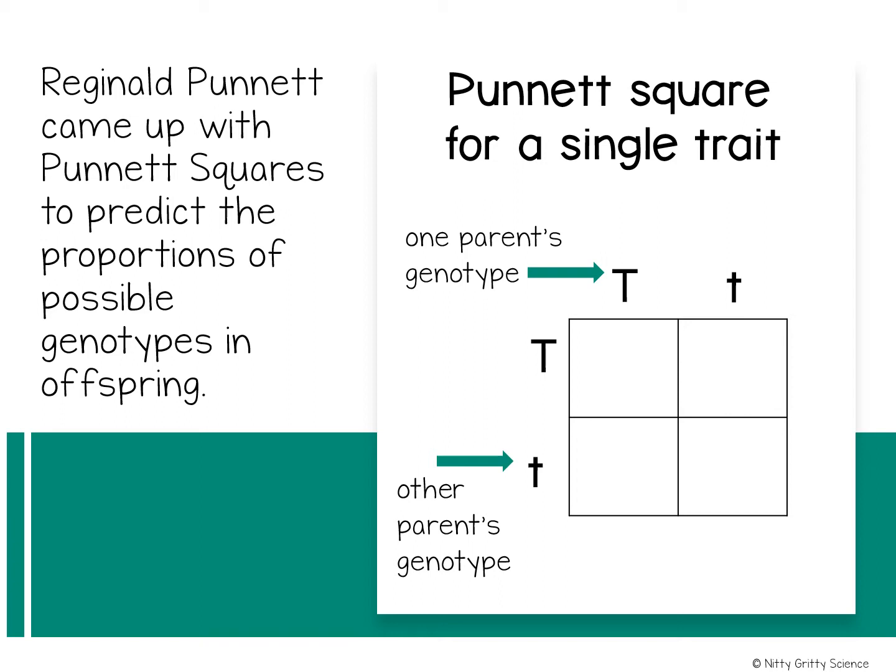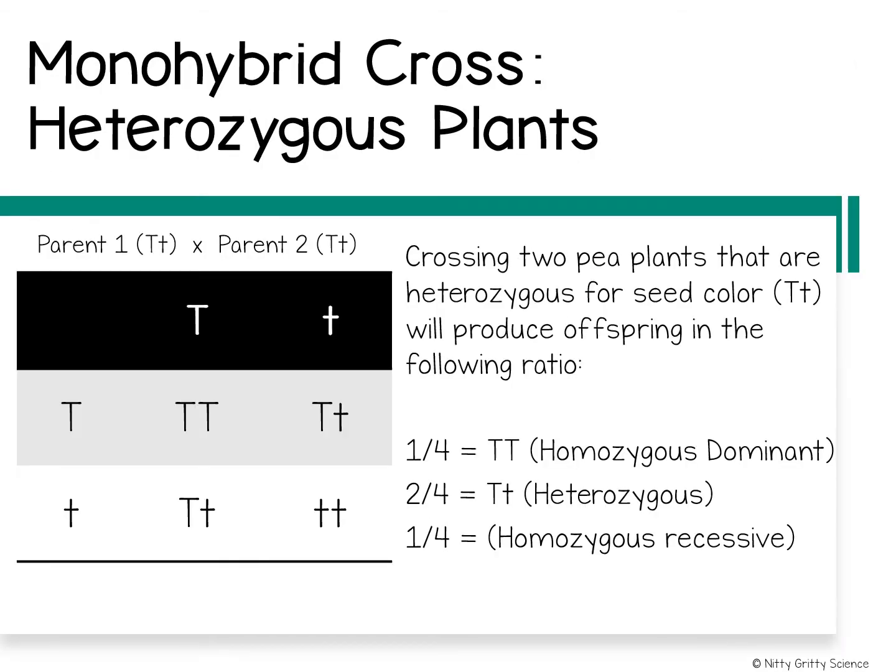Now, to construct a Punnett square, you place one of the parent's alleles or genotypes along the top of the square and the other parent's genotypes or alleles along the side. When you cross the two parent alleles, you copy one parent's alleles across each row and the other parent's down each column. Always list the dominant trait or the capital letter first. As you can see in this diagram, we have crossed two pea plants that are heterozygous for tall plant height, with a capital T and a lowercase t.